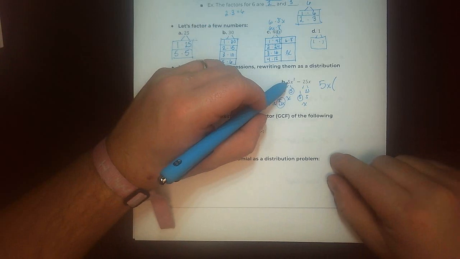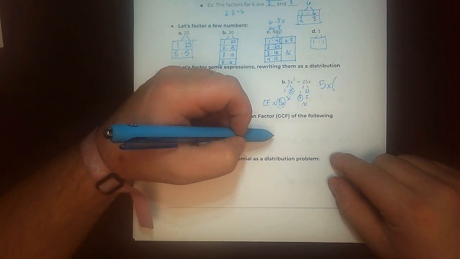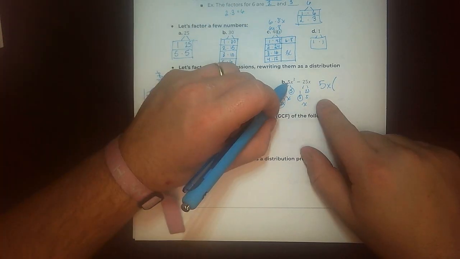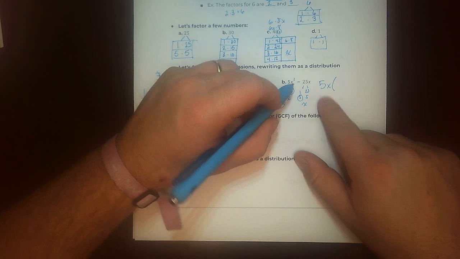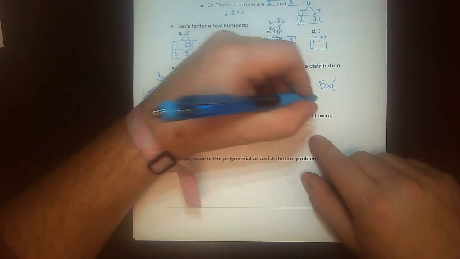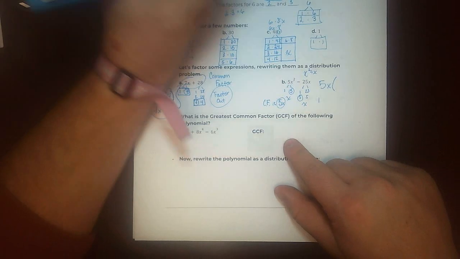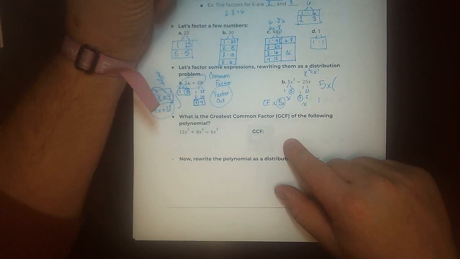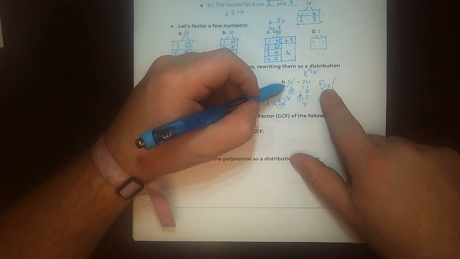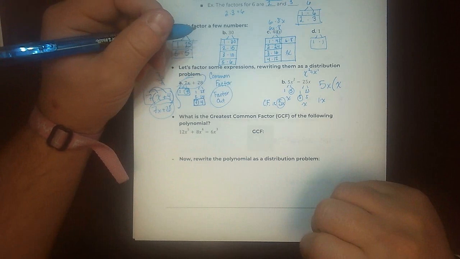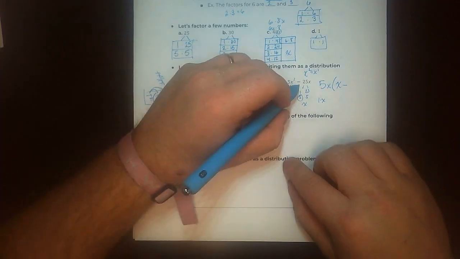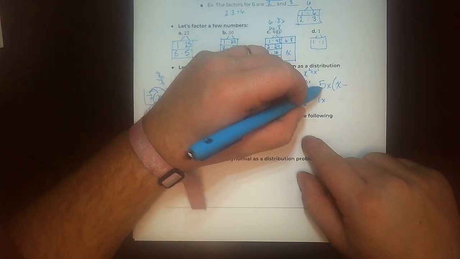So what is 5x squared divided by 5x? Well, let's just do it with the coefficients first. What's 5 divided by 5? Well, it's 1. And then what is x squared divided by x? Remember, when you divide with the same base, you subtract your exponents. So 2 minus 1 is 1. So really, when we factor out a 5x from x squared, we're left with 1x, which I'm just going to call x. Okay? Minus, because of the minus sign, what is 25x divided by 5x?